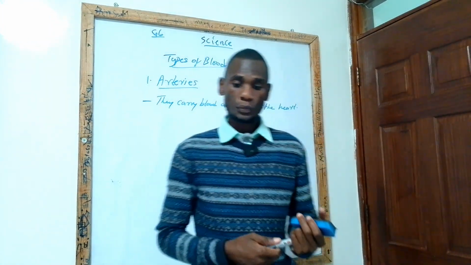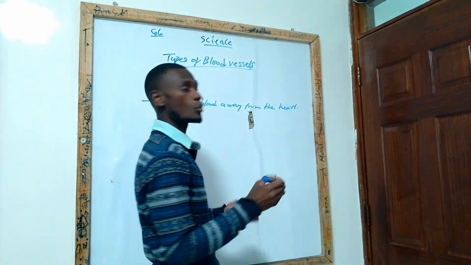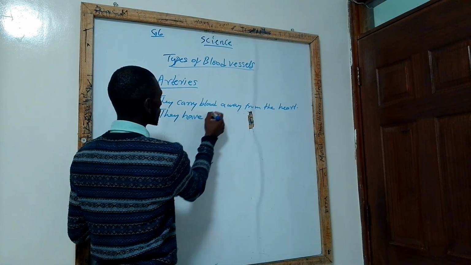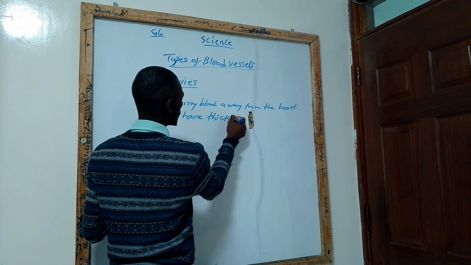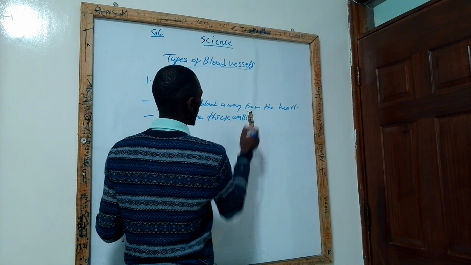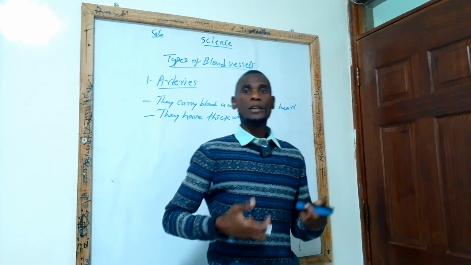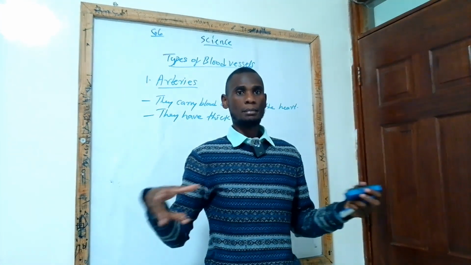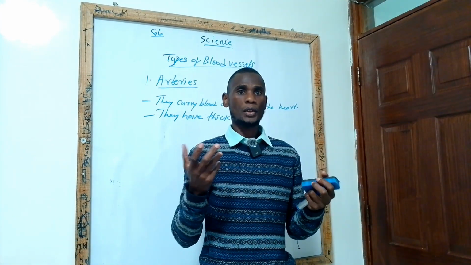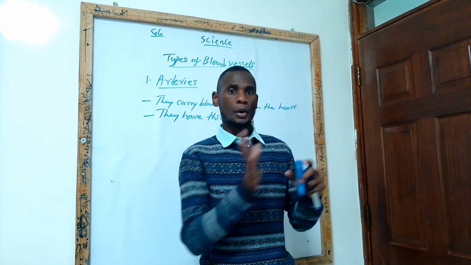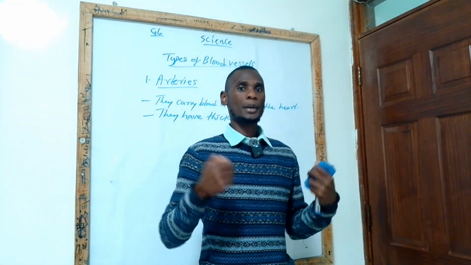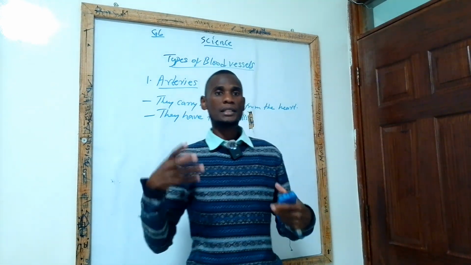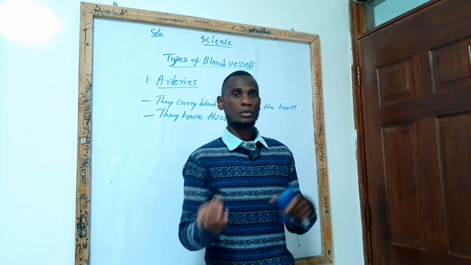Number two, they have thick walls. Now, being that they carry blood away from the heart, and we realize that the heart is the pump that pumps blood to all parts of the body. So that means a pump, when it is pumping that blood, there is some pressure that accompanies the blood. It is the pressure that makes the blood flow from this point to this point.